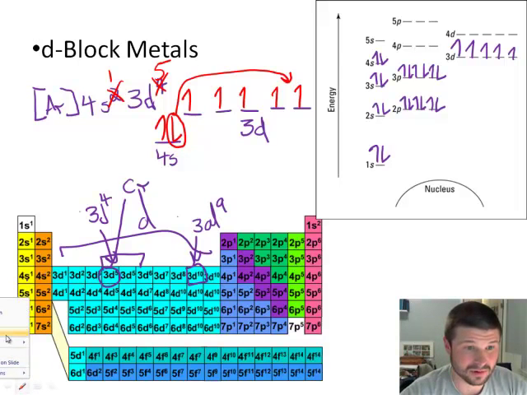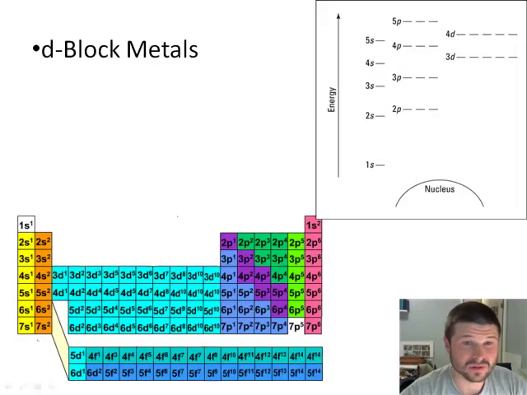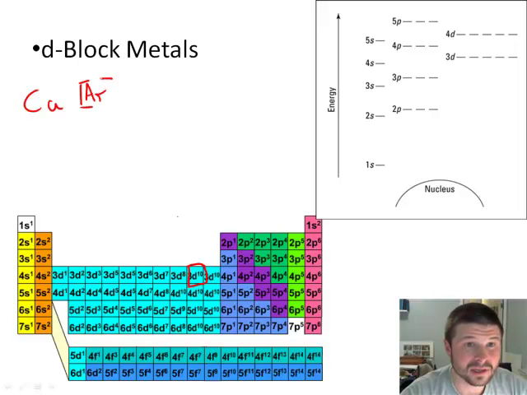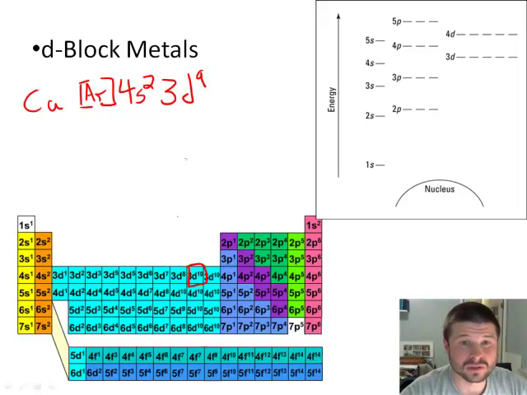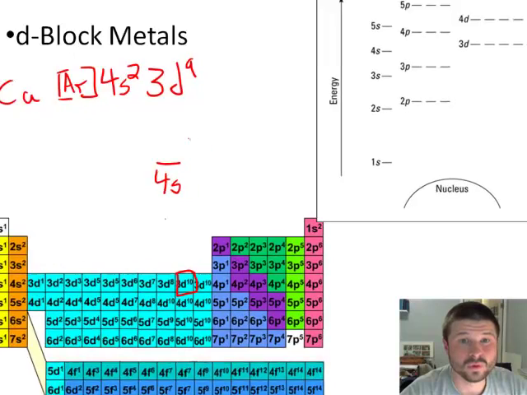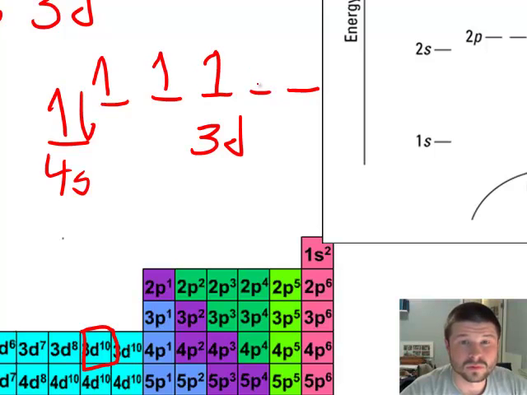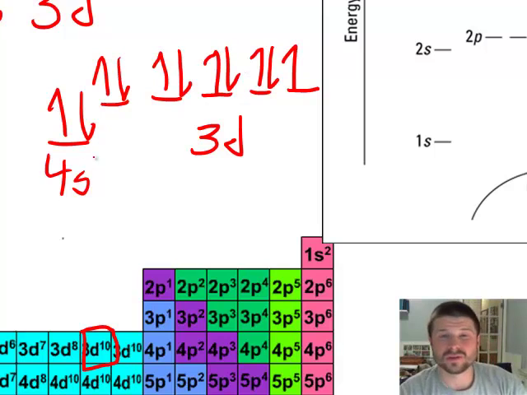So let me show you copper here. Let me erase what we have here. Okay, so let's look at copper. Copper should be right here. It has 29 electrons, so my noble gas would be argon, and then 4s2, and then I have 3d9. So that's what it should look like. That should be the 3d: 1, 2, 3, 4, 5, 6, 7, 8, 9. Okay, so it should look like that.